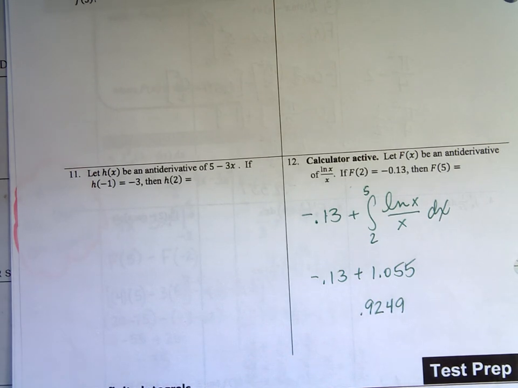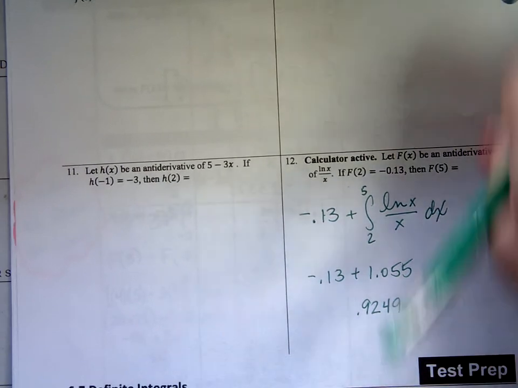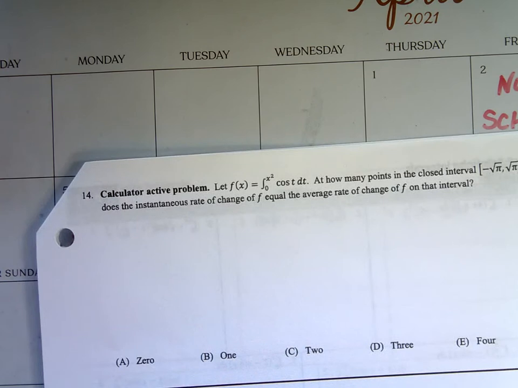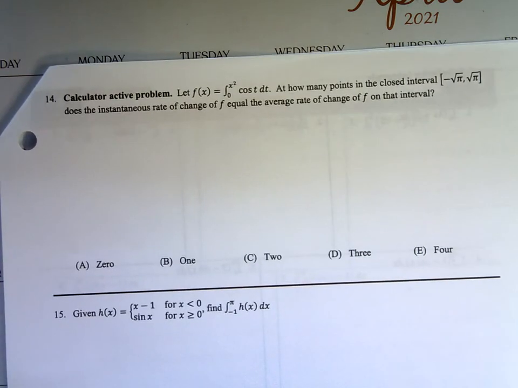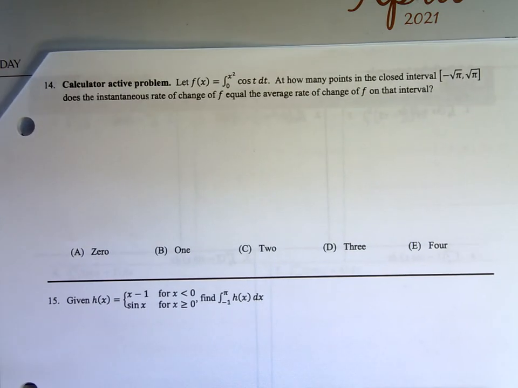All right, next one, and again, this is a graphing thing we're going to do, number 14. 14 is next. This is the last one. 14 says, let f of x be the integral from 0 to x squared of cosine of t dt. At how many points in the closed interval from negative square root of pi to positive square root of pi does the instantaneous rate of change of f equal the average rate of change of f on that interval? Well, the instantaneous rate of change is the derivative, right?